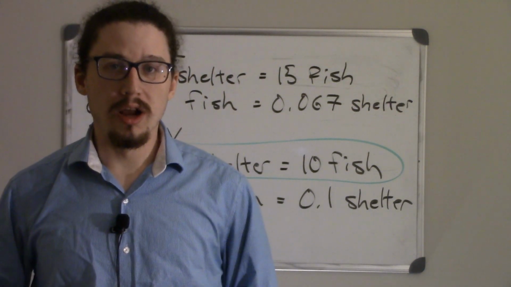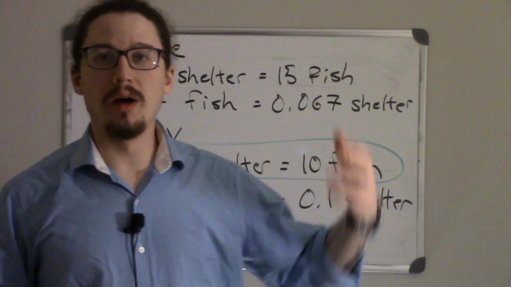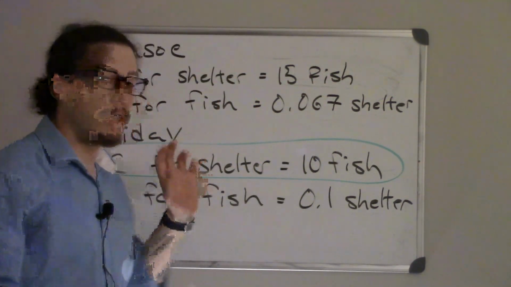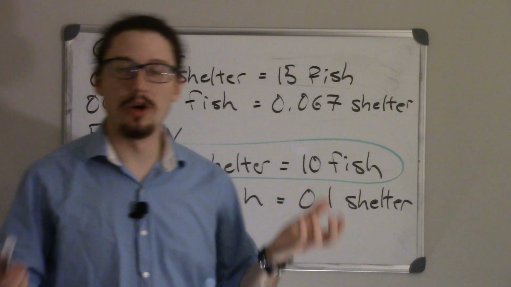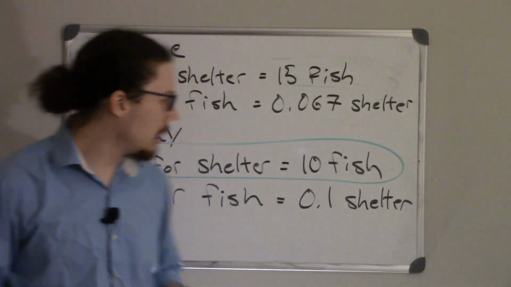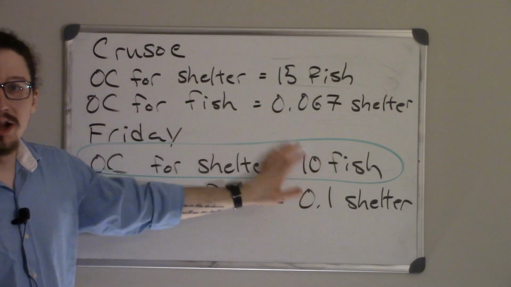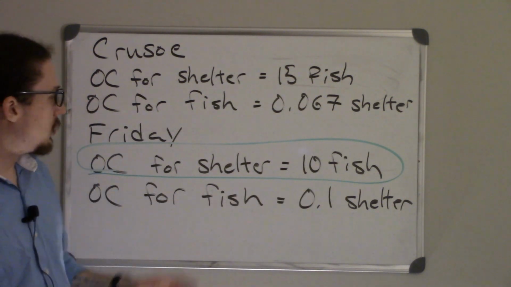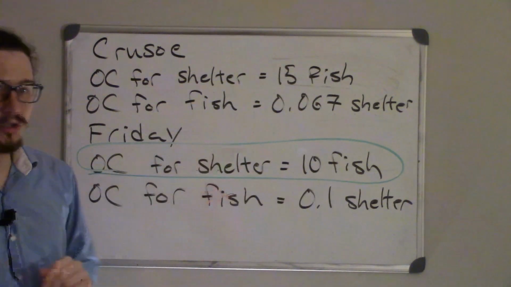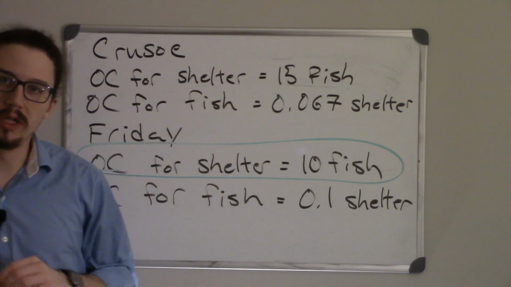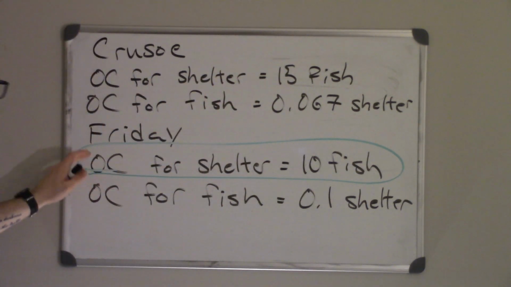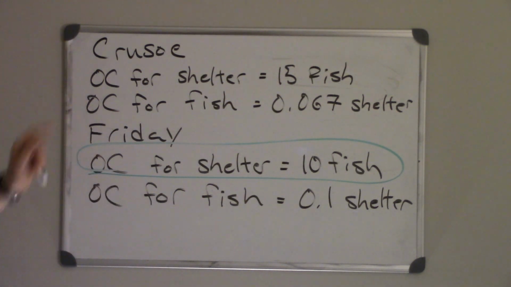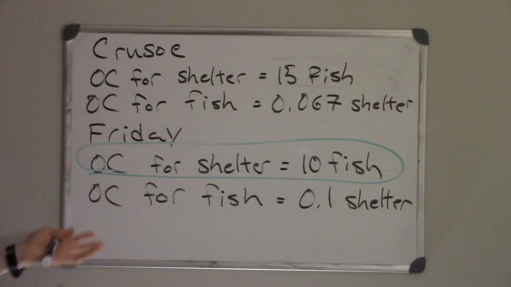So Friday can produce a unit of shelter while giving up the fewest number of fish. Comparative advantage is kind of comparing how much you're giving up. We're giving up less fish to create a unit of shelter when we're using Friday than when we're using Crusoe. So Friday has the comparative advantage in shelter.